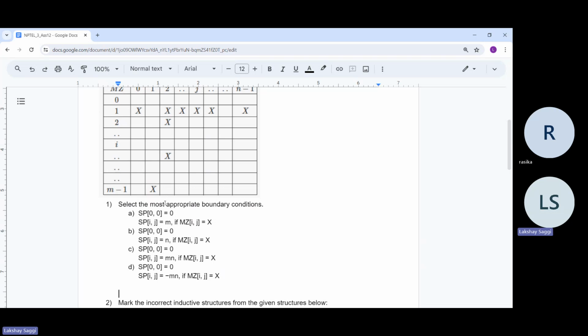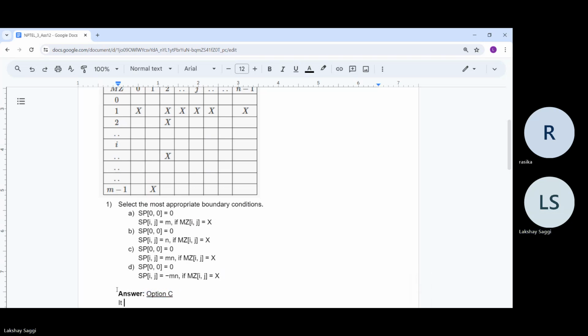So note that that's why we were asked for the most appropriate boundary conditions. Setting it as infinity would also have been correct, but in these options, setting it as mn also makes a lot of sense. So maybe I should write it down. The correct answer should be option C here. And why is this? Let me also write that down.